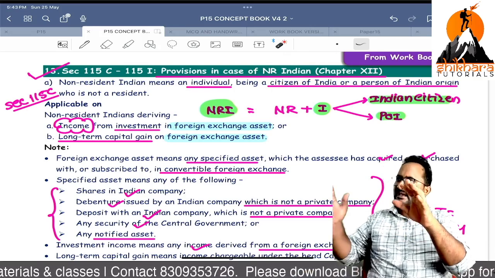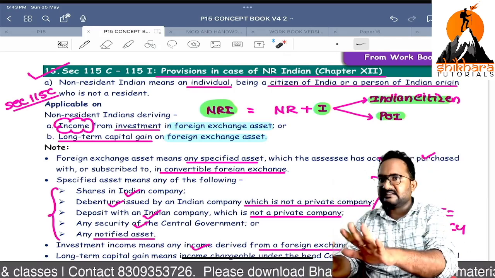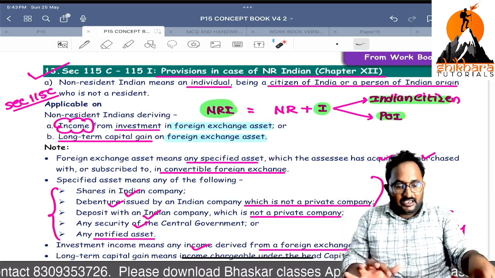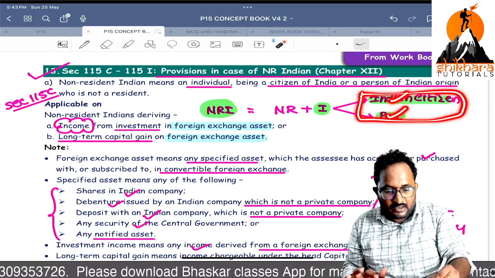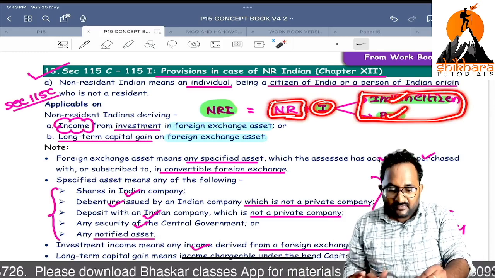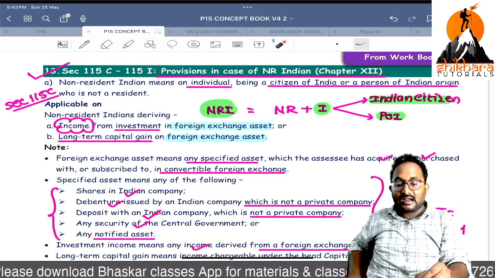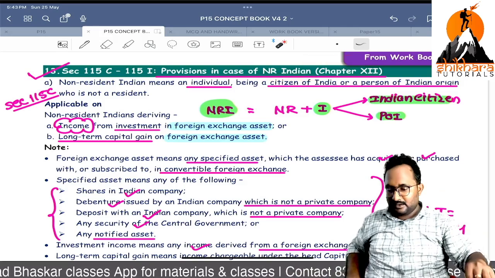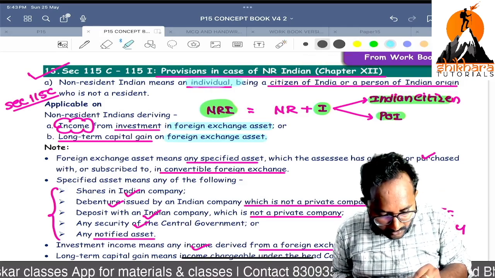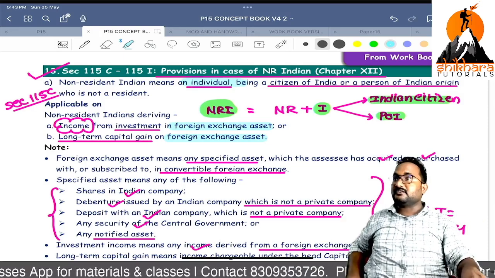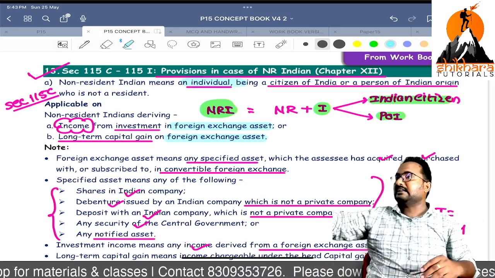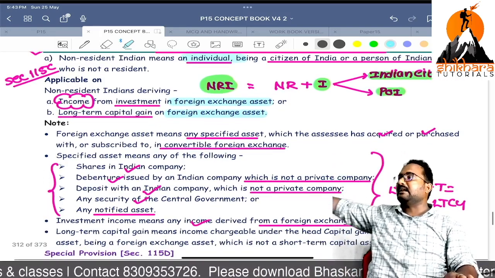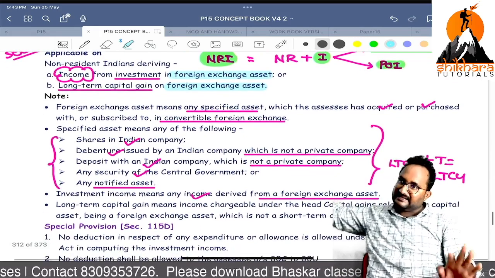Again I am saying, for a foreign company or anything else, if you identify the residential status, you will get the answer as non-resident. For an individual, if he is an Indian citizen or person of Indian origin, and you got the residential status non-resident, then we can call that person an NRI, non-resident Indian. So the status can be given only for an individual. I will highlight this point also. So that's why we give some relaxations with respect to two incomes only. What are the two incomes? Investment income and long-term capital gain income, which arise from the foreign exchange asset.